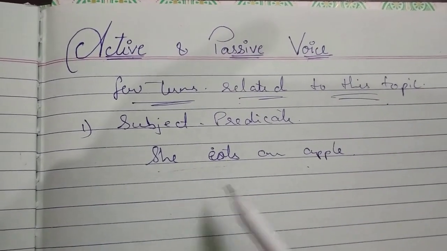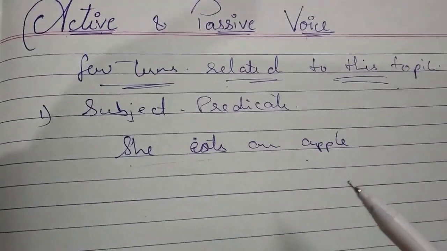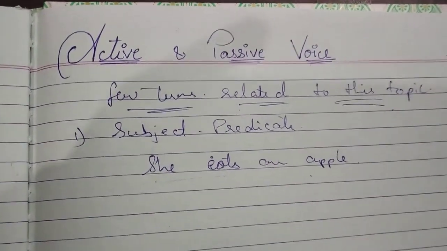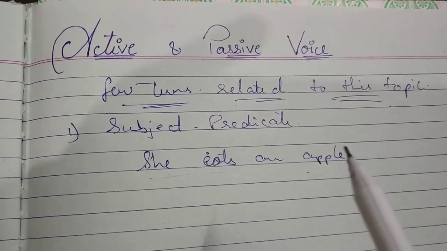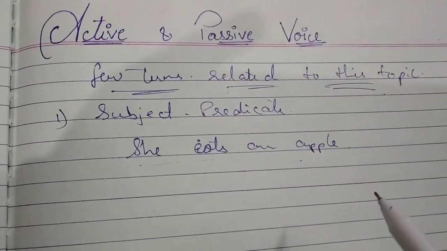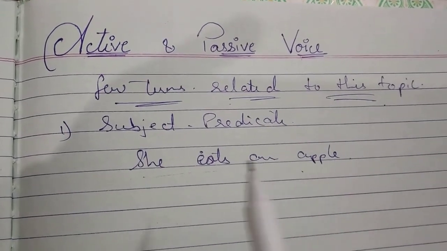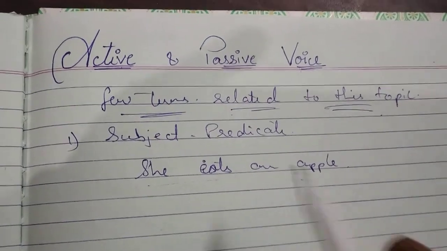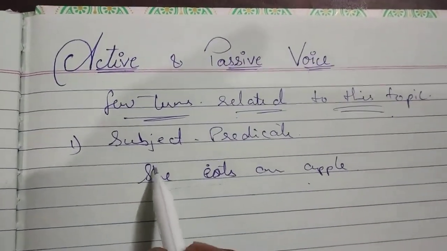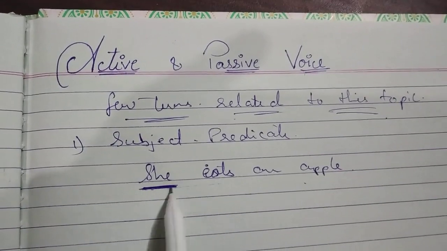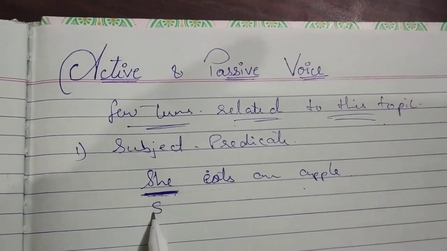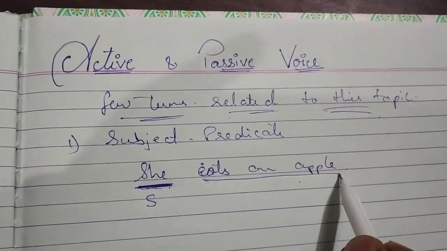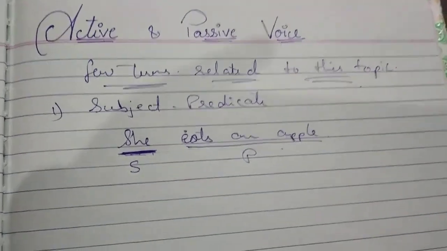In the sentence, the one of whom you are talking, we call that the subject. And whatever you are talking about that subject will be the predicate. So in this sentence, of whom are we talking about? She. So she is the subject. And what we are saying about this she is that she eats an apple. So this entire part becomes the predicate.